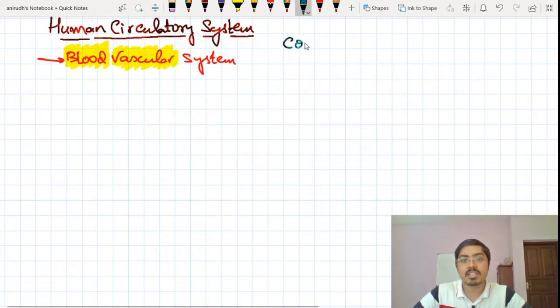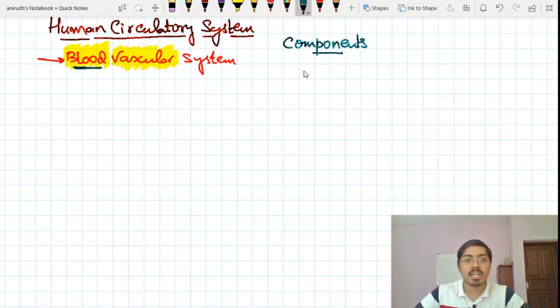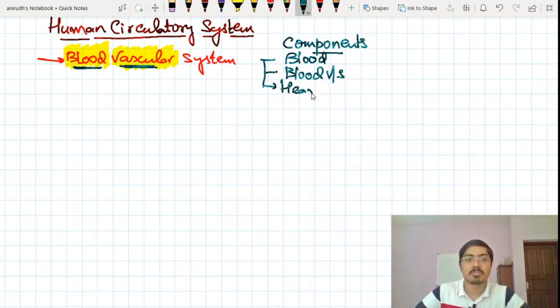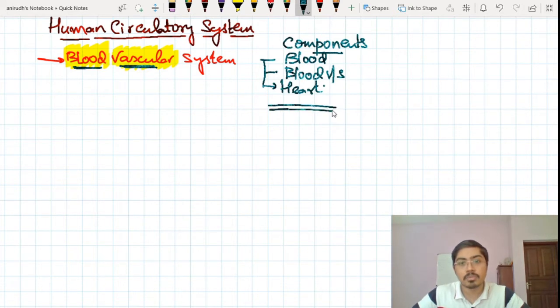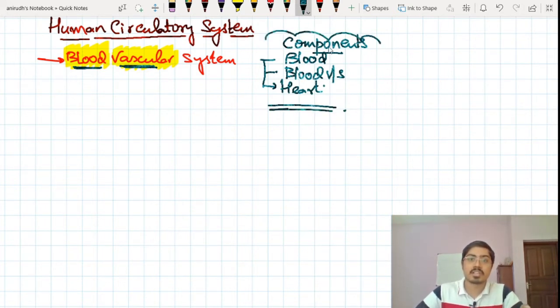So the components of the human circulatory system are very easy to remember. Just by this particular name, I know that there is blood in the circulatory system. Another one is the vascular component, and that contains the blood vessels, right? And I have the heart, the muscular heart, right? So this is the basic idea of the components of the human circulatory system. This is what you have to remember.